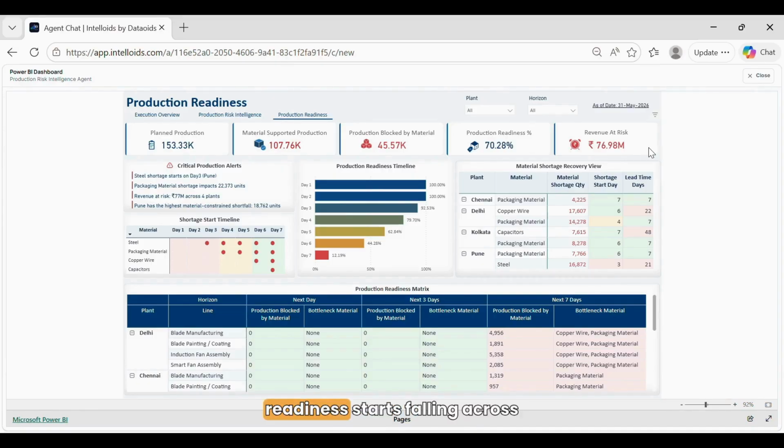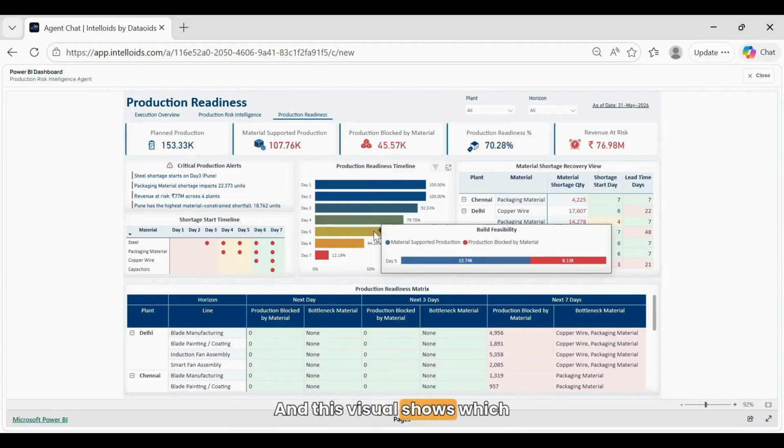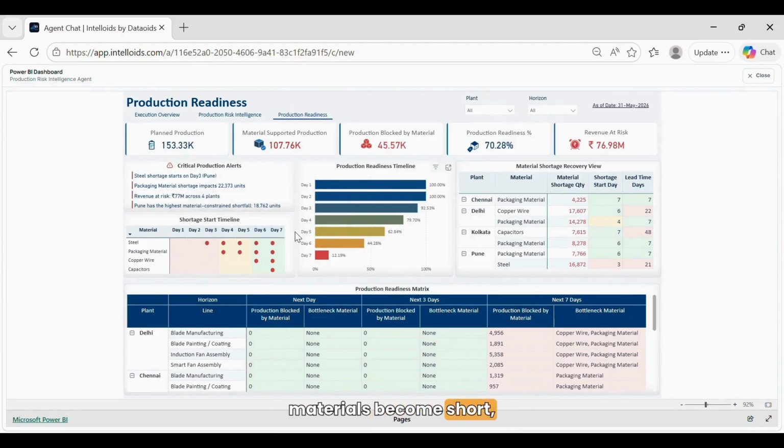This shows when readiness starts falling across the next 7 days along with build feasibility. And this visual shows which materials become short and on which day and how much. The table adds shortage quantity, start day, and lead time so teams know what to expedite, transfer, or substitute first.